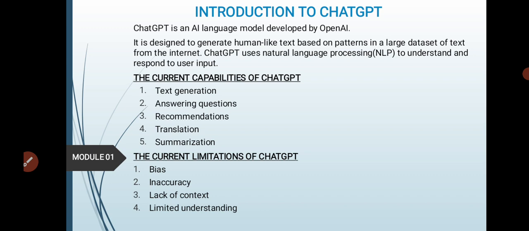Now, the current capabilities of ChatGPT: number one, text generation. That is one of the basic things it does. It doesn't generate images, it generates text. Number two, it answers questions. It answers lots of questions. There is no question that you ask ChatGPT that it cannot answer you.